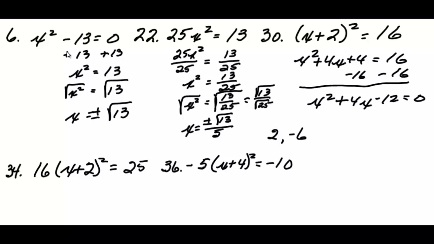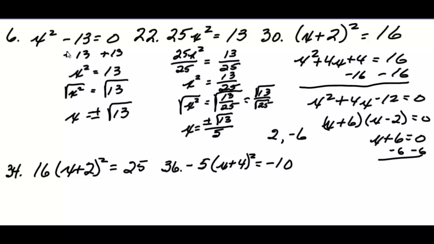Can we factor that trinomial, x squared plus 4x minus 12? Yes, we can. What two numbers when multiplied together give me 12, the difference of which is 4? I would end up with x plus 6 times x minus 2. Now if we solve each one of those, x plus 6 equals 0, subtracting 6, we get x equals minus 6. And if we do x minus 2 equals 0, adding 2, we get x equals 2.